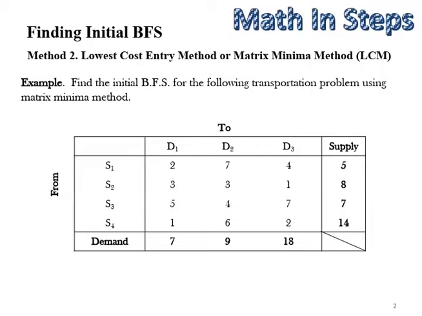Before we start finding its initial BFS, we have to first check whether this is a balanced problem or an unbalanced problem. For that, we'll see the total of supply and demand. Are the two equal or not? So here the total of supply is 34 and the total of demand is also 34. So this is a balanced transportation problem. The case of unbalanced transportation problem I'll take in one of my further videos.